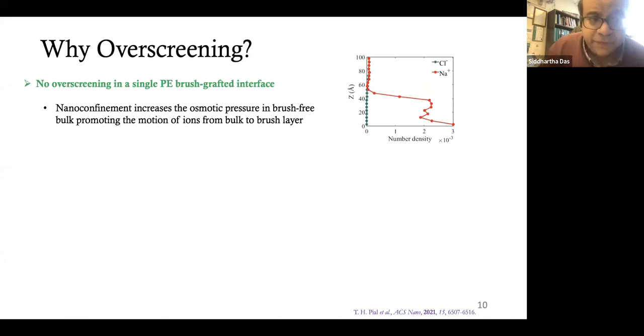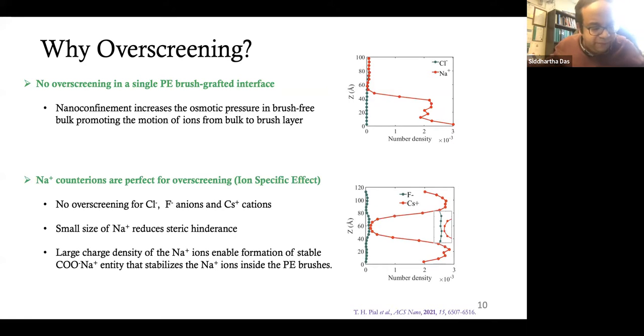The question is, why this overscreening? Firstly, we identify that the overscreening occurs because of confinement. It's a nanochannel. For example, in the case of the polyelectrolytes at a single interface, the one we started with, there is no overscreening. Why? Because nano-confinement increases the osmotic pressure in the brush-free bulk. There is a tiny gap of brush-free bulk where you are pumping the salt ions, so the osmotic pressure goes up. It wants to relax that osmotic pressure. How to do that? The ions would move inside the brush. Now the natural question would be, if such is the reason, then both sodium and chloride ions will move.